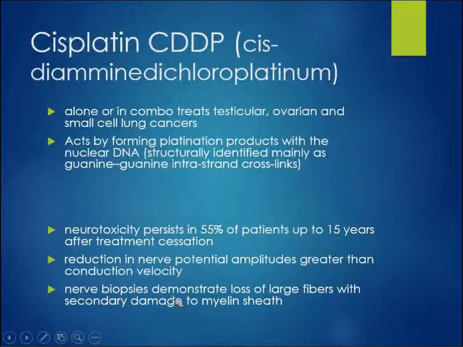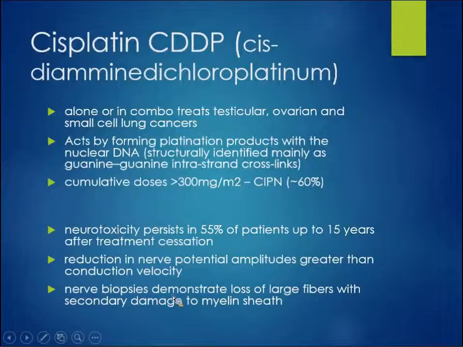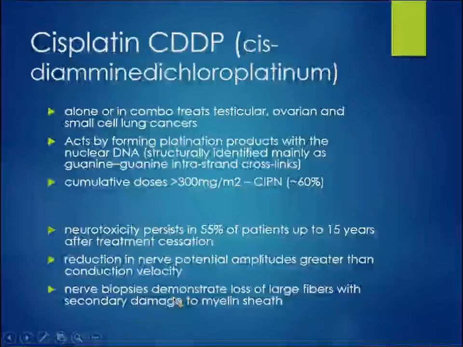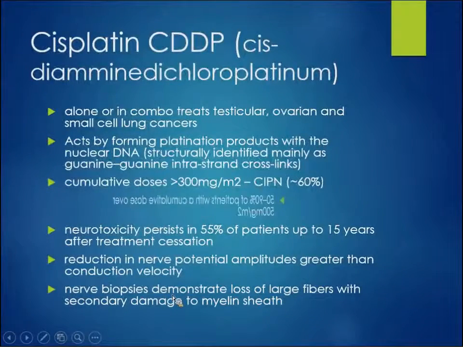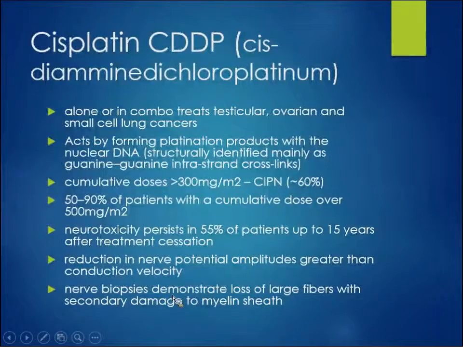Cisplatin, used for testicular, ovarian, small cell lung cancers. This is one of the more common platinum-based agents. And I mentioned already platination products that form between the DNA and the platinum, causing cross-links, looking at cumulative doses greater than 300 milligrams per meter squared. About 60% of those individuals will develop neuropathy, and 50 to 90% of patients with a higher dose, so a greater percentage of people with a dose over 500 milligrams per meter squared of the cisplatin develop neuropathy. It can persist in more than half of the people for up to 15 years after treatment cessation.